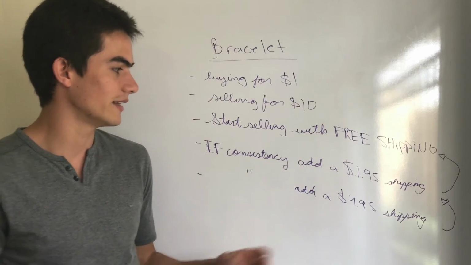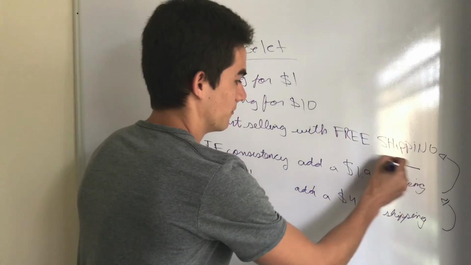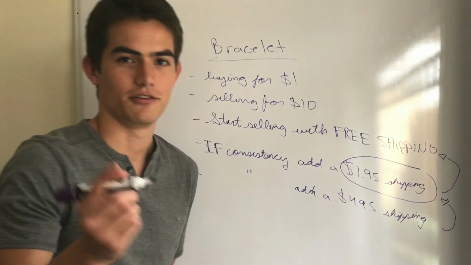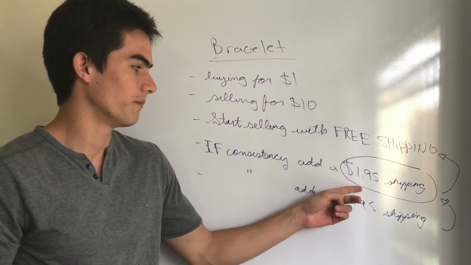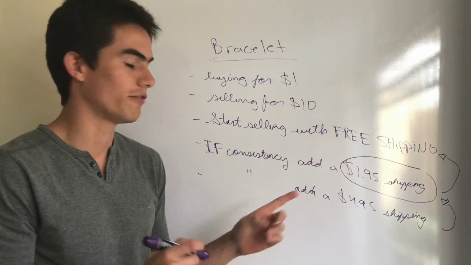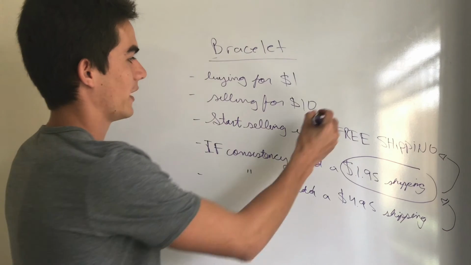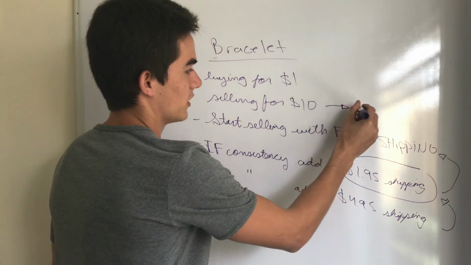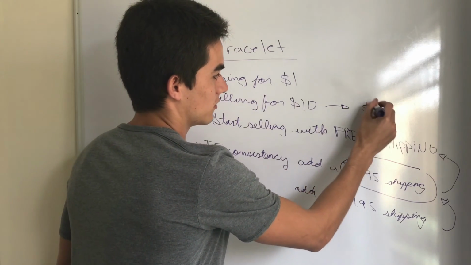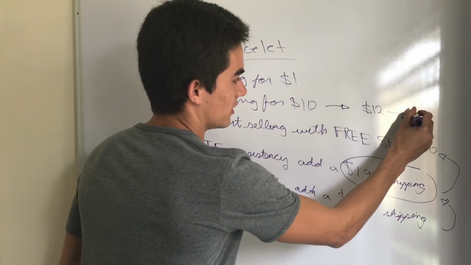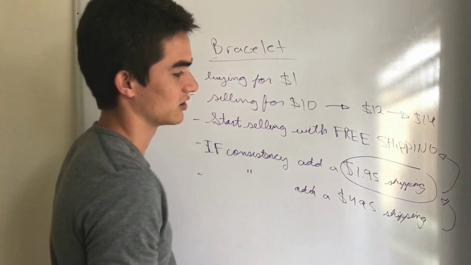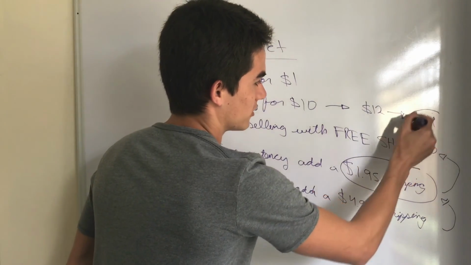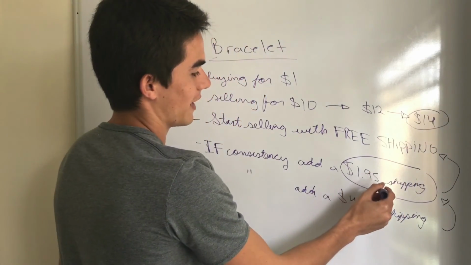Now, let's say that you found the sweet spot right here. Sorry if you hear the dogs barking. Let's say that you found the sweet spot with a shipping rate. Now that you found the shipping rate, what you can do is play around with the price point. You can increase to $12, or you can increase to $14. And let's say that the sweet spot of the price and the shipping rate is $14 with a $1.95 shipping rate.